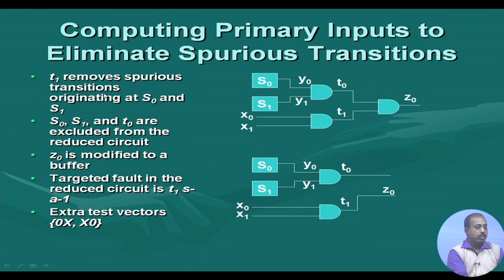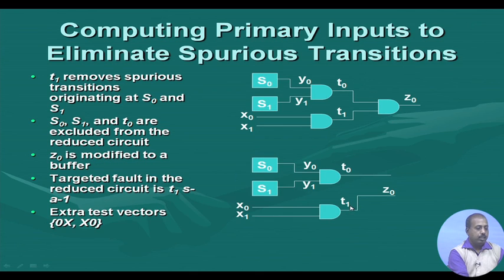So, how can we do this? T1 removes the spurious transitions originating at S0 and S1. So, if I can put this T1 to some value, then it can avoid transitions going to Z0. Similarly, S0, S1 and T0 are excluded from the reduced circuit. So, we do not consider this S0, S1 and T1 for this spurious reduction, because T1 can take care of S0 and S1. So, Z0 is modified to a buffer. So, Z0 is just as if X0, X1 is coming and it is going there, and the targeted fault in the reduced circuit is T1 stuck at 1.